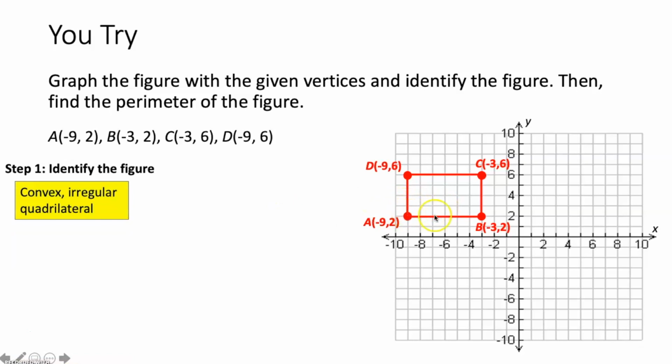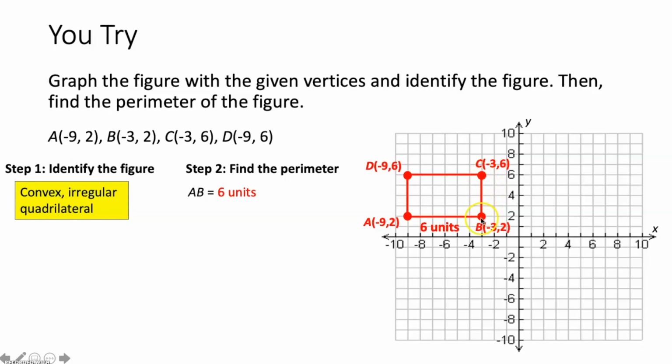Now, rather than just guess what the side lengths are, let's go ahead and look at what the perimeter is. So in order to find the perimeter, we got to know the actual side lengths. And the good news here is that we have all horizontal and vertical side lengths, meaning we can just count. There's no distance formula involved. So if we want to find the measure of segment AB, we just count 1, 2, 3, 4, 5, 6 units. So the measure of AB is 6 units.